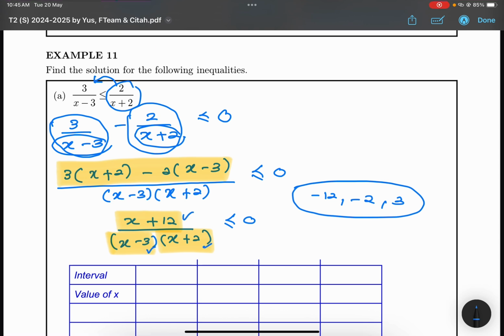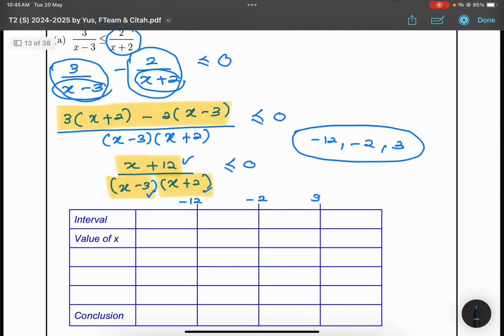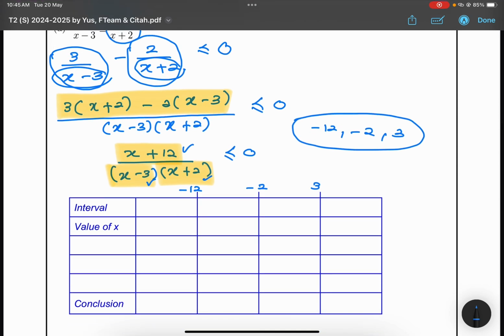Okay, so you need to arrange these critical numbers from the smaller to the bigger one. So yang paling kecil adalah negatif 12, so susun kat situ. The second one is negatif 2 and 3. Okay, macam mana nak solve rational inequalities using table of sign? So apa yang you perlukan adalah the first row should be interval. Interval ni mudah sahaja. You should start with negative infinity. Wajib ya, bermula dengan negative infinity and mesti berakhir dengan infinity.